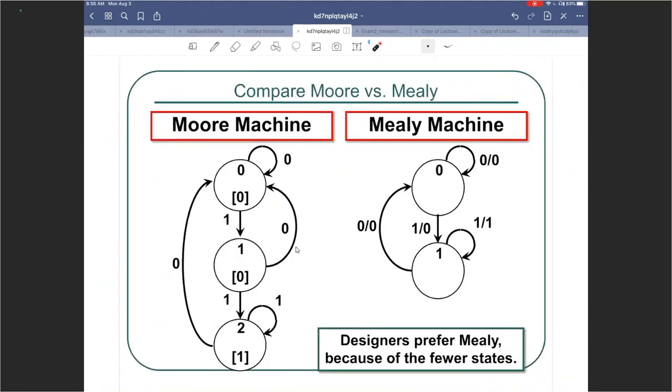So if you take a look at both these machines side by side, that's what it looks like. 3 states for Moore machine, 2 states for Mealy machine. And the designers prefer that because there is a possibility of doing this in fewer states. And we are able to do that in fewer states only because the outputs are dependent on the inputs as well as the state, but more importantly, the inputs, right? That's the arrows. We can have more arrows, but if you increase the circles, that's what increases the states and hence the flip-flops.